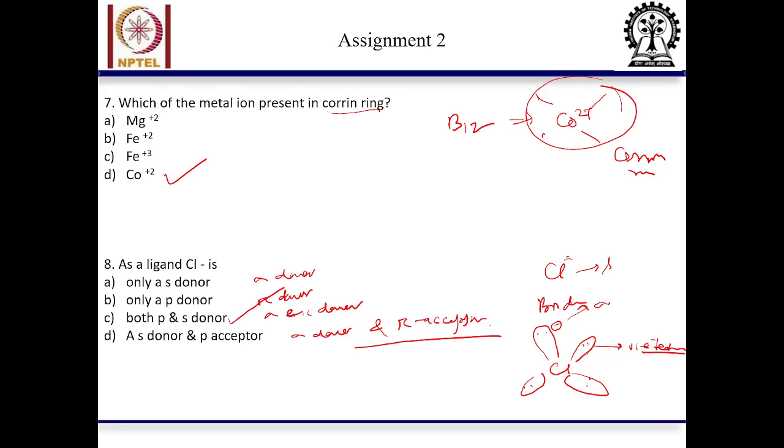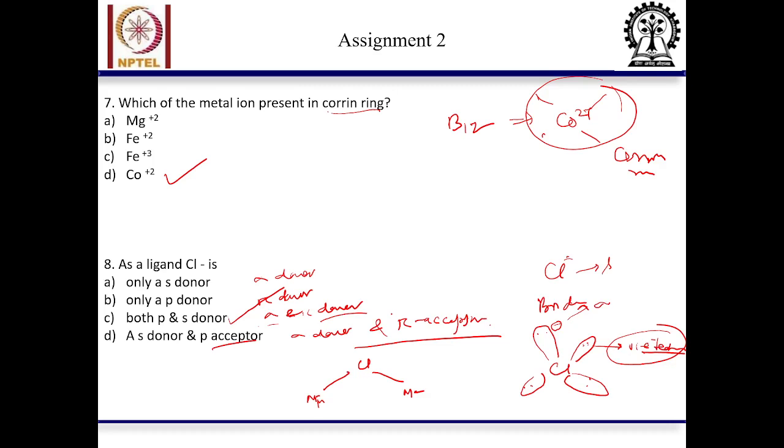Okay, in the bridging ligand, basically it's like this. Suppose this is metal 1, metal 2. So this can donate as a pi donor also, but it is never a pi acceptor, because it doesn't have any vacant orbital where it can accept that electron. So it is both P and S donor. So we can write sigma and pi donor.